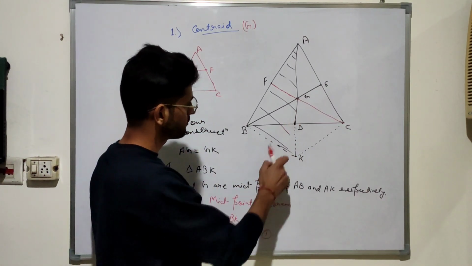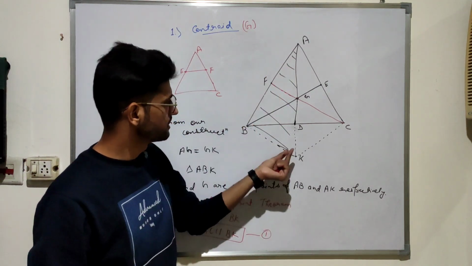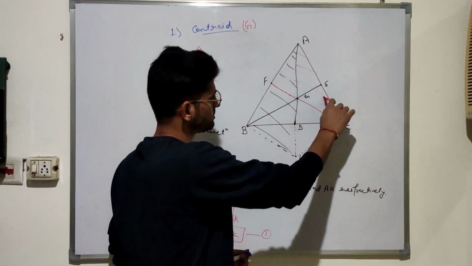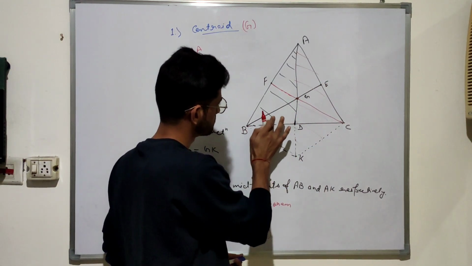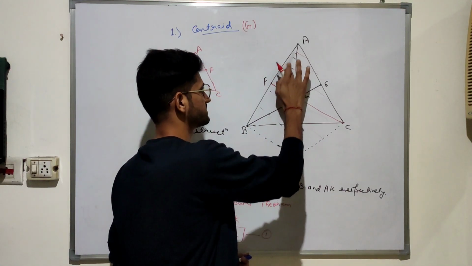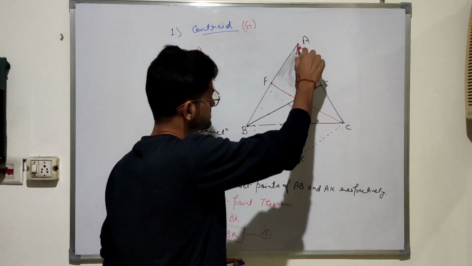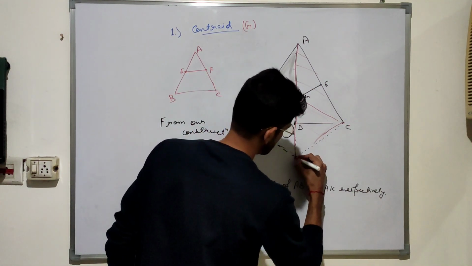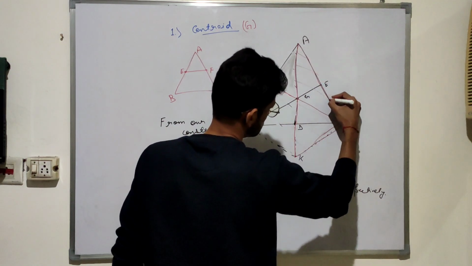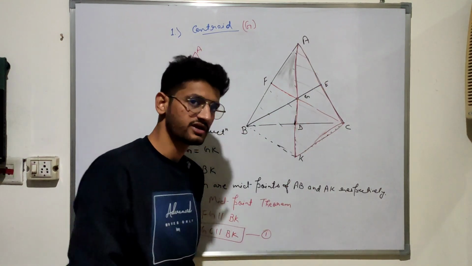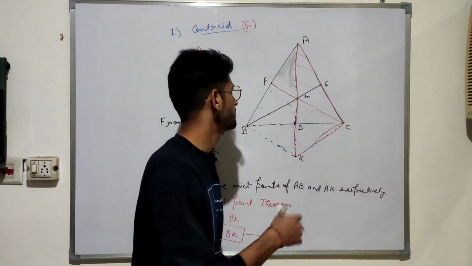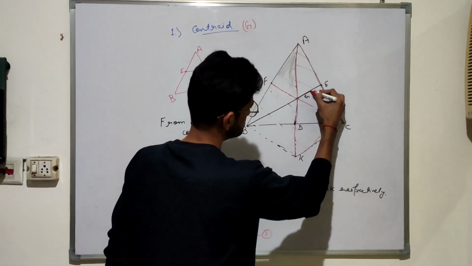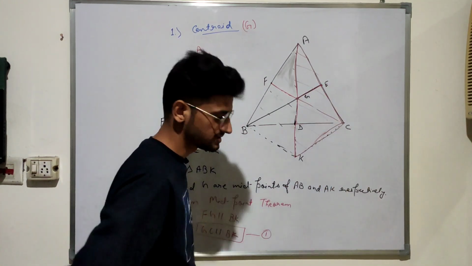As of now we were talking about triangle ABK. Now we will talk about triangle ACK. Already we have point G as the midpoint of AK, and we have E as the midpoint of side AC. So when we join GE, it is parallel to CK.